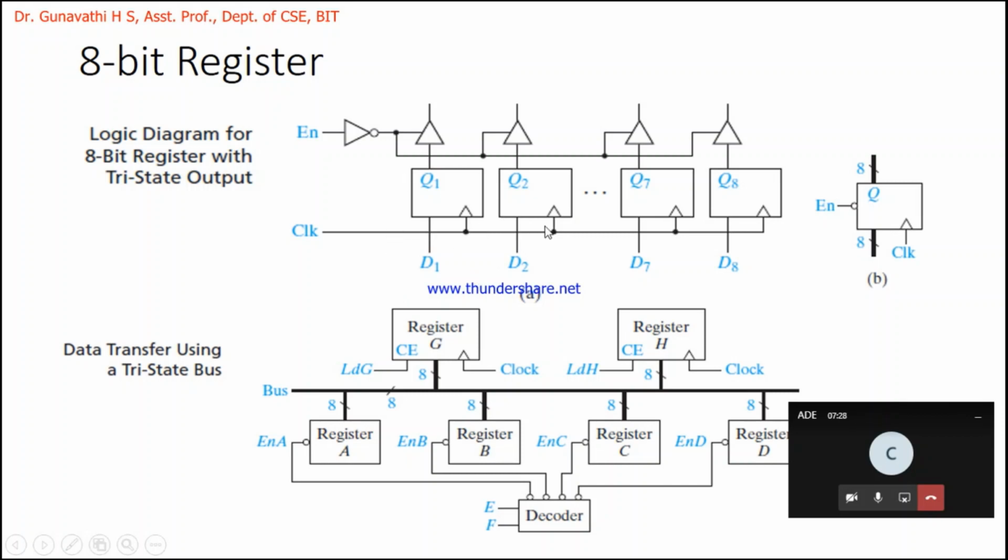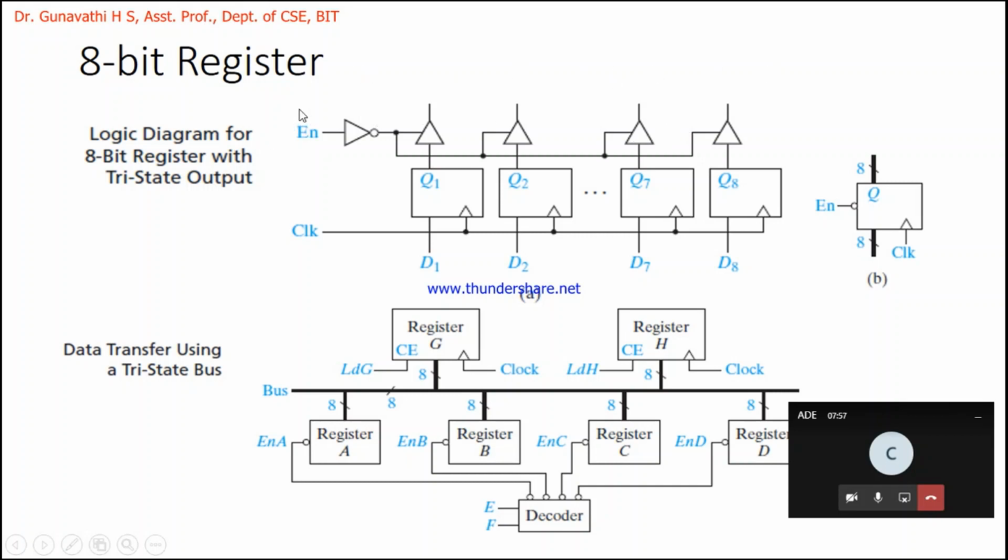Here the clock has been given, positive edge triggered. The output is controlled by this enable. If the enable bit is 0 here, then this is enabled, right? Because the inverter output has been connected to all these, it means active low enable. Whenever the enable bit is 0, all these buffers are activated, so we are going to get the outputs across these buffers.